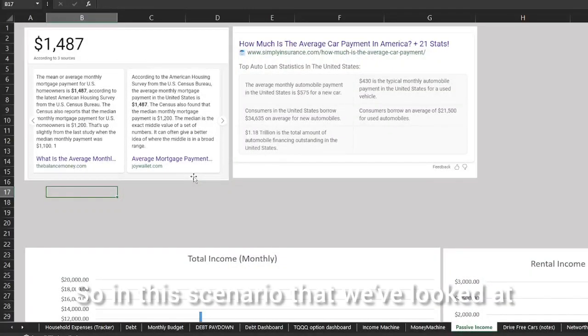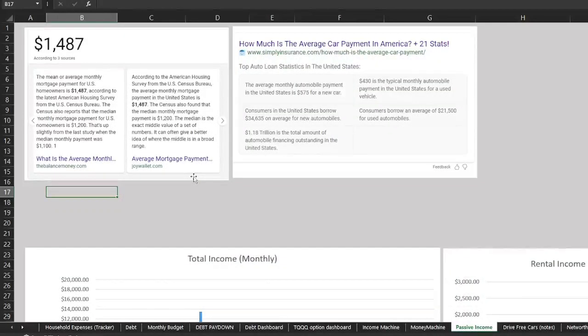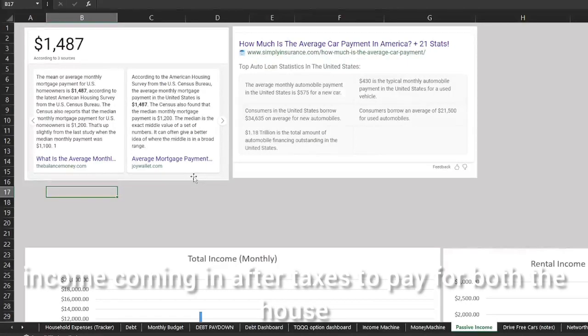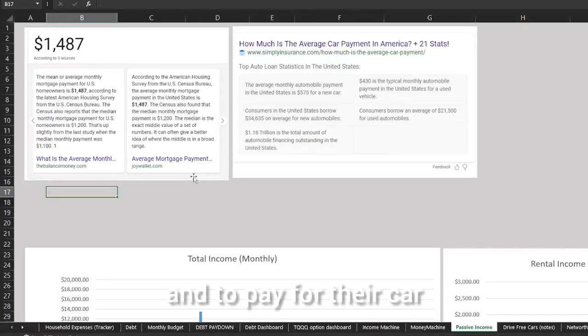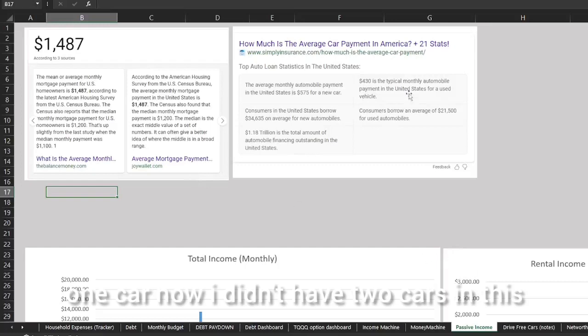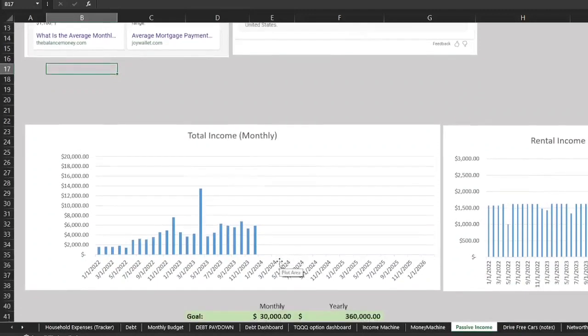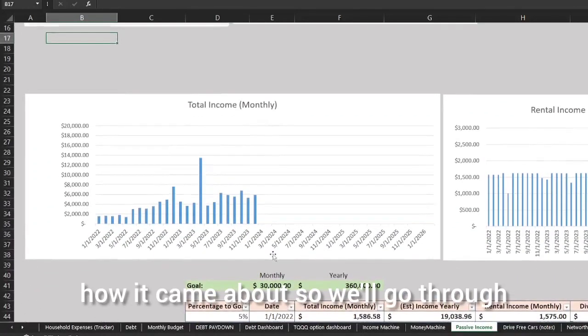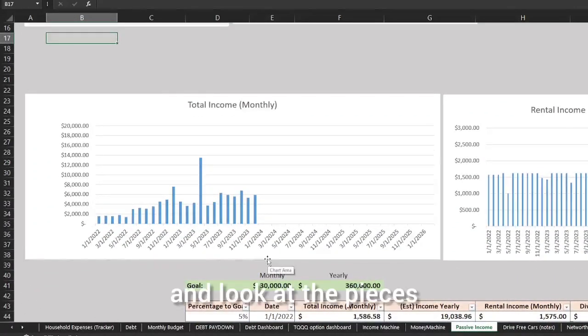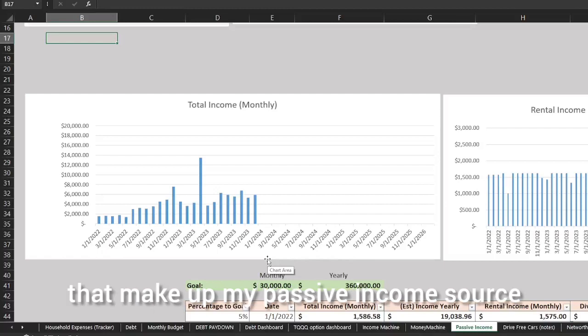So in this scenario that we looked at, the average household requires about $2,000 per month in income coming in after taxes to pay for both the house and their car, for one car. Now I didn't have two cars in this scenario, so I've already achieved this, and it's pretty neat how it came about. So we'll go through and look at the pieces that make up my passive income source.